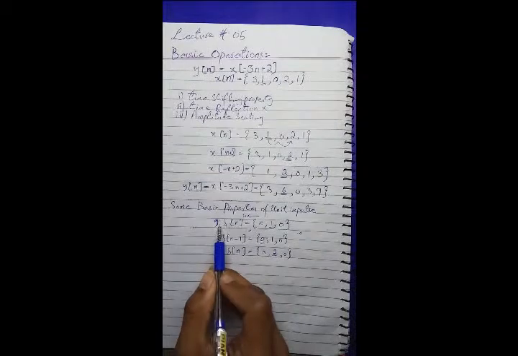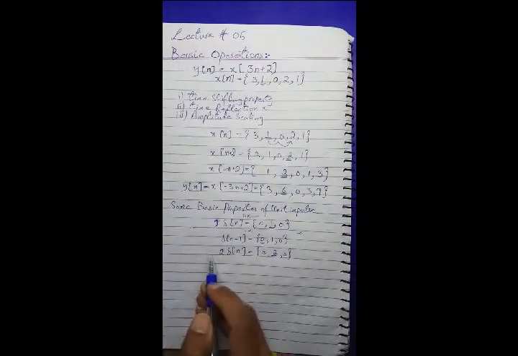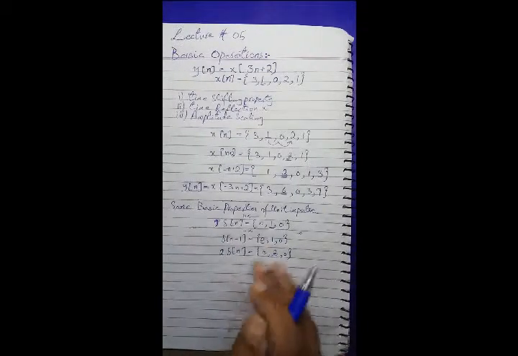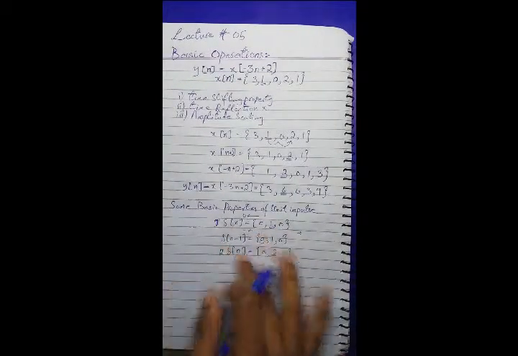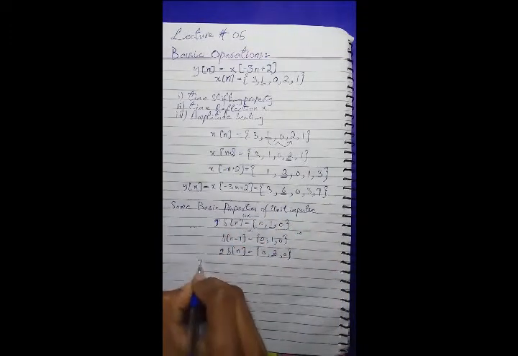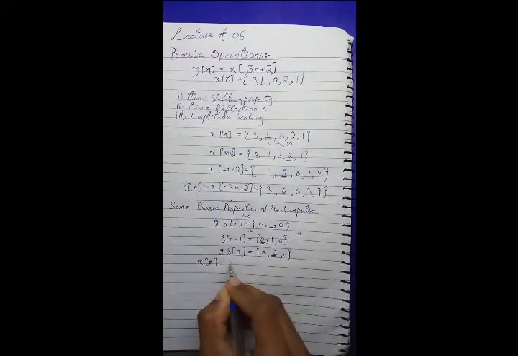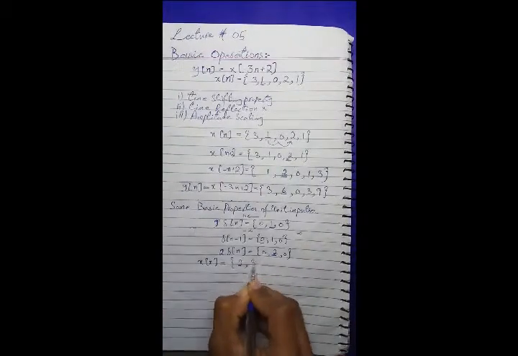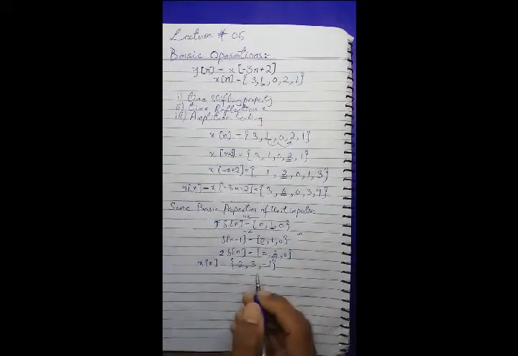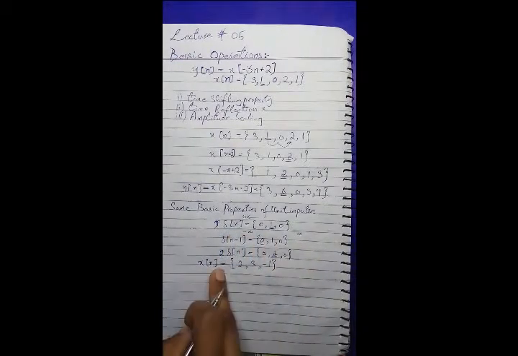This means that we can write any discrete signal in terms of this impulse signal. Let's see this concept with the help of an example. Let's suppose x of n is equal to 2, 3, minus 1. So we will take 3 impulses and write it in the form of this signal.